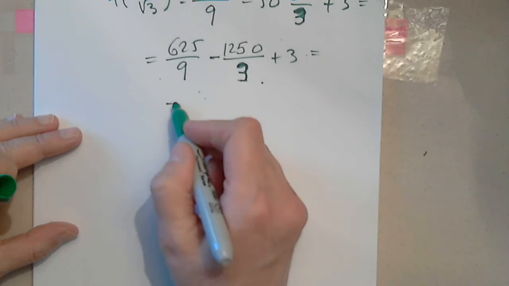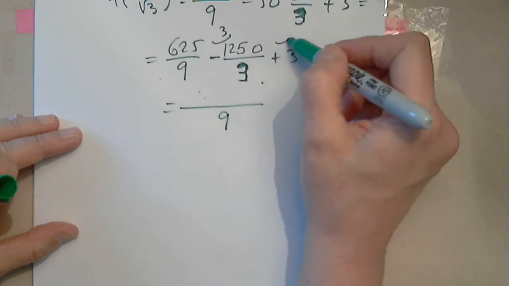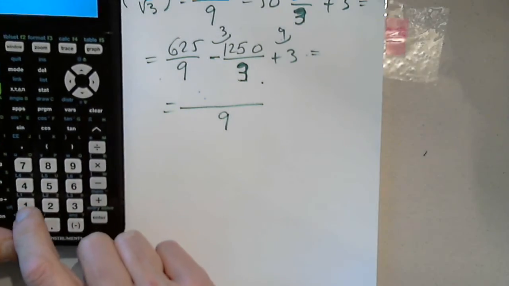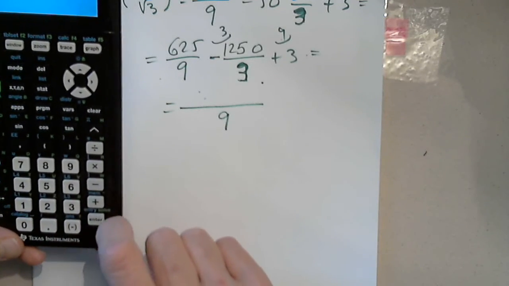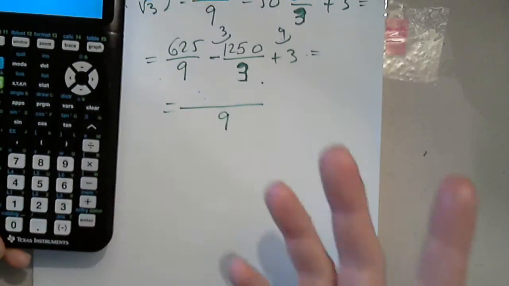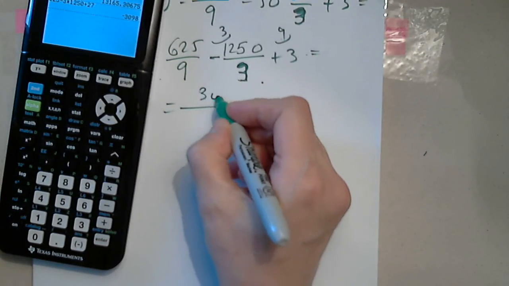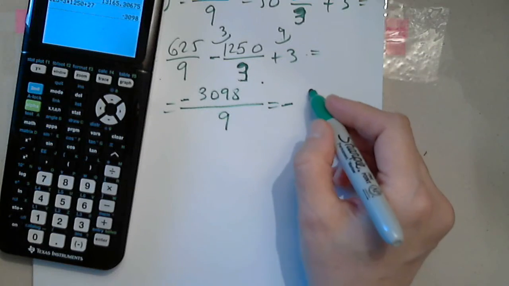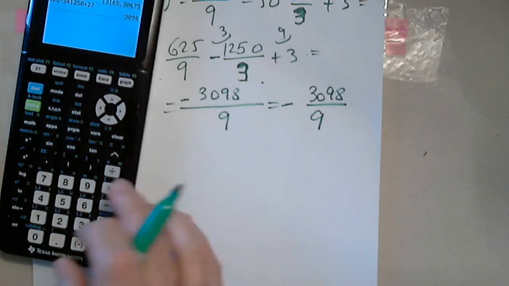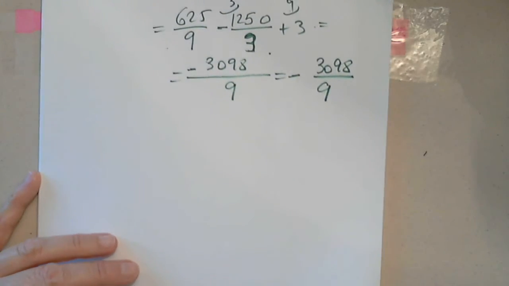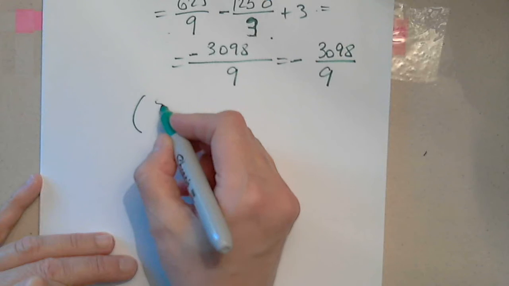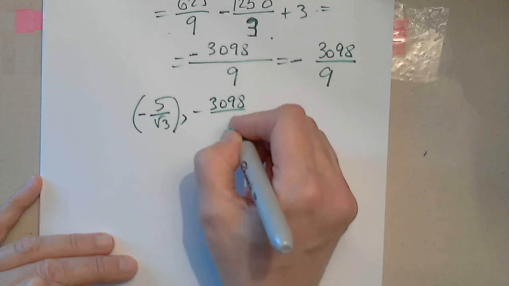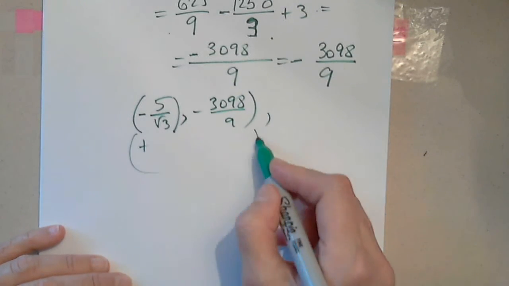So now the least common denominator is 9. This needs a 3 and this needs a 9. So I'm going to do this with a calculator. 625, but minus 3 times 1250 and plus 27. So again, I don't know how they want the answer. So 1720. So I can simplify. So these are the points of inflection. One point of inflection is negative 5 over the square root of 3, comma, negative 3098 over 9. And then the other one with a plus, identical.